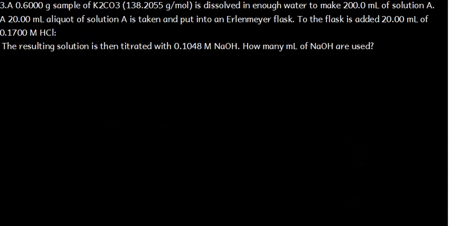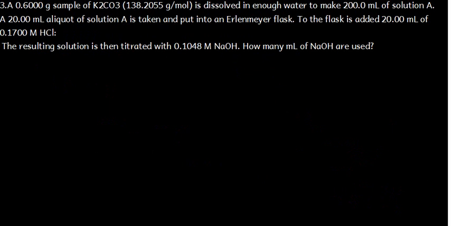Another question here. A 0.600 gram sample of potassium carbonate is dissolved in enough water to make 200 milliliters of solution. A 20 milliliter aliquot of solution A is taken and put into a flask. To the flask is added 20 milliliters of 0.17 molar hydrochloric acid. The resulting solution is then titrated with 0.1048 molar sodium hydroxide. How many milliliters of sodium hydroxide are used?